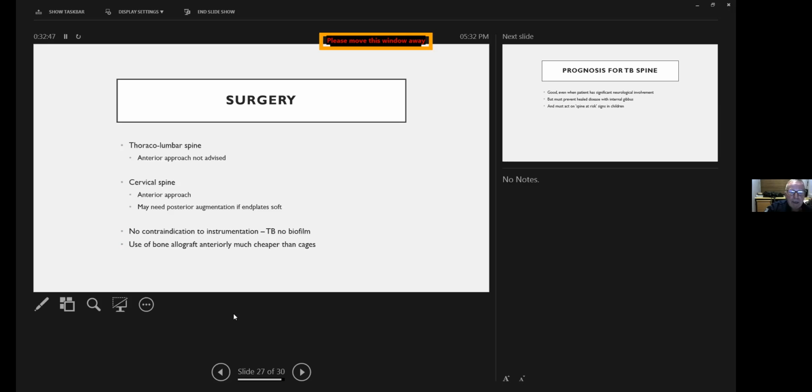And he and us as well, we use bone allograft as opposed to cages because the cost is about 10%. So we would use a humeral allograft for the thoracic spine and maybe a femoral allograft for the lumbar spine. And in some instances you use the patient's rib, although that often is too soft and it breaks.